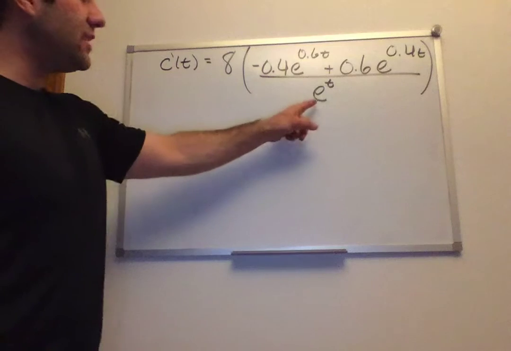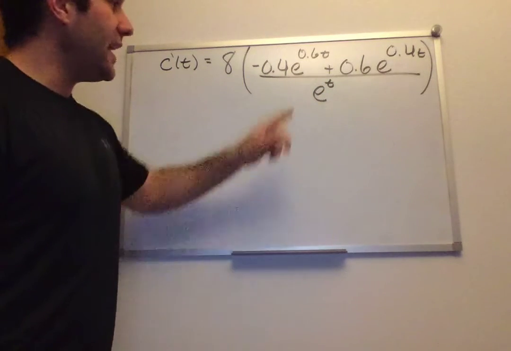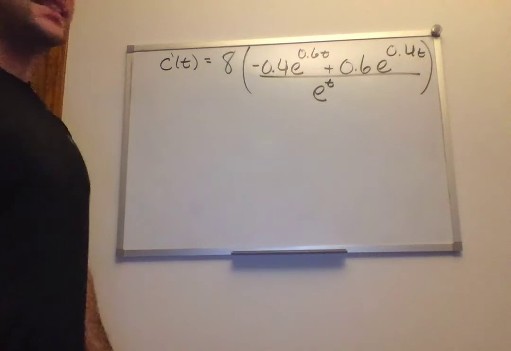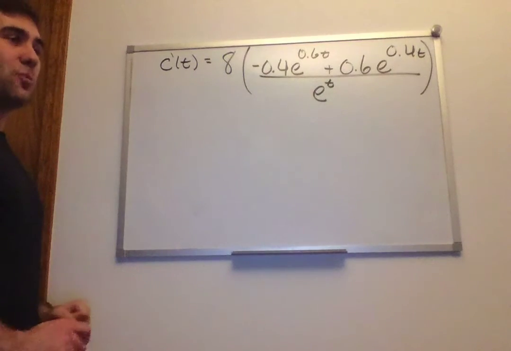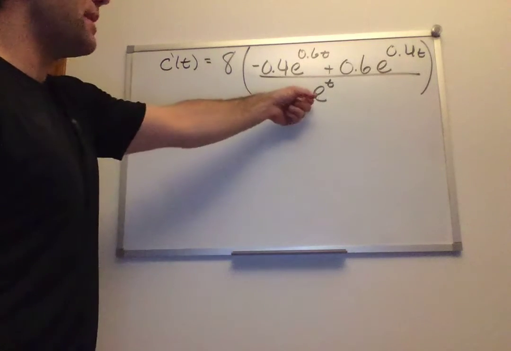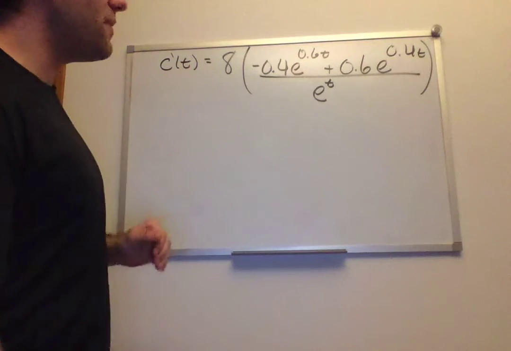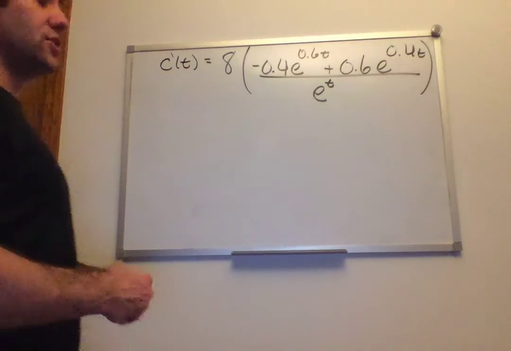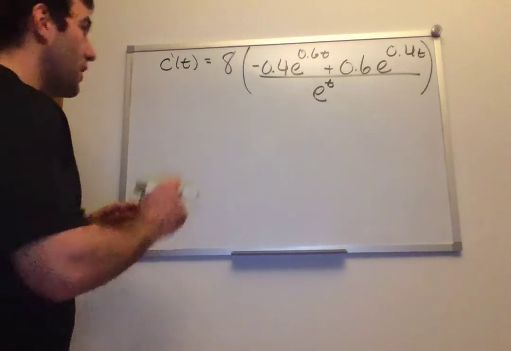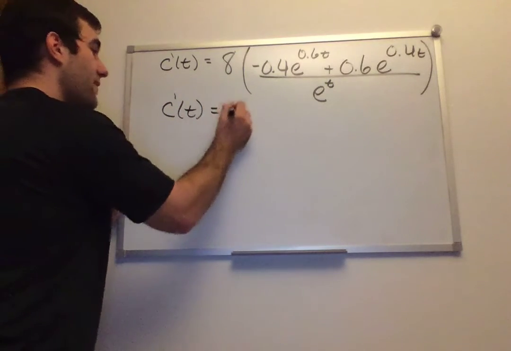However, this is just a normal, ordinary e to the t function. e to the t is never 0 anywhere on its domain. Therefore, the denominator of this fraction can never be 0, so this derivative exists everywhere. So we're not going to get any critical numbers there. The only place we're going to find critical numbers is when we solve this equation.